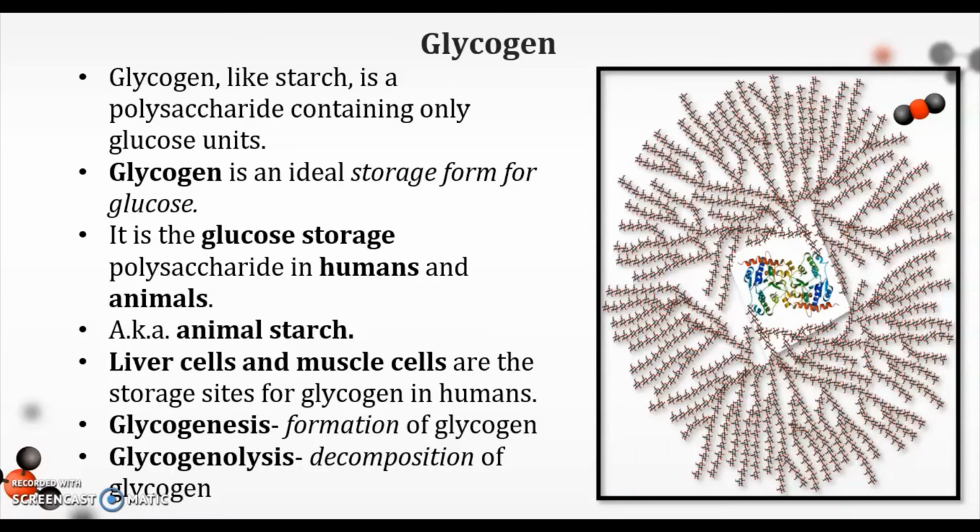We have the terms glycogenesis and glycogenolysis. From the word itself, genesis, glycogenesis is the formation of glycogen. Glycogenolysis, from the word itself, we have the lysis. This is the decomposition or the breakdown of glycogen.